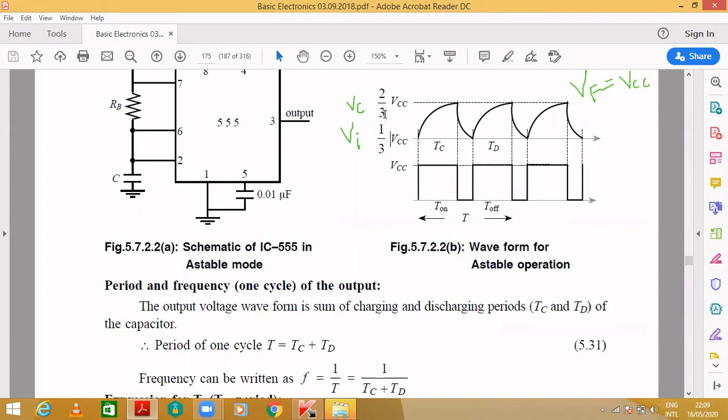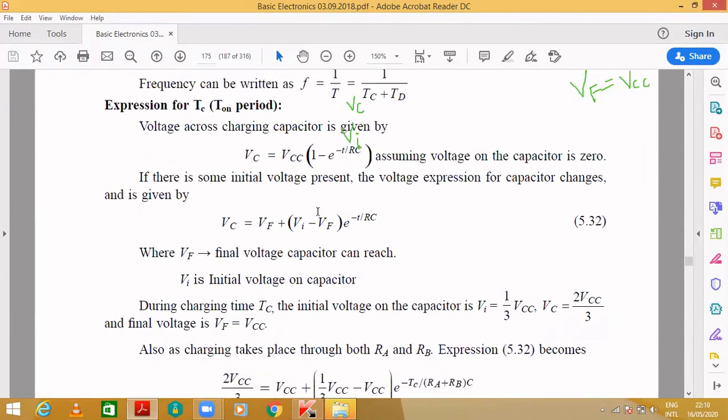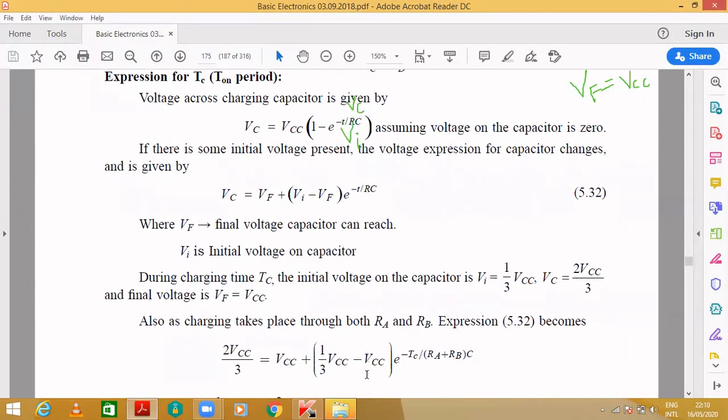Okay, so that's what is written here. VI is 1 by 3 VCC, VC is equal to 2 by 3 VCC, and the final value will be VCC, the maximum it can reach. By substituting these values in the above equation, what does it become if I substitute the VC, VF, VI values? See here, it will be 2 by 3 VCC equal to VCC plus 1 by 3 VCC minus VCC.